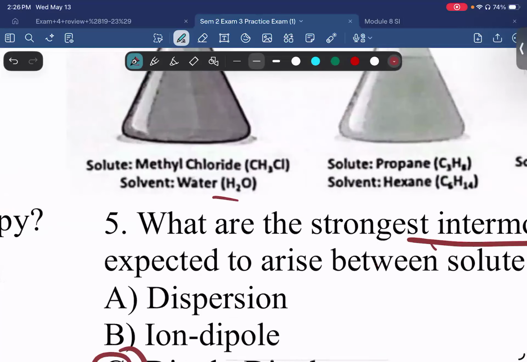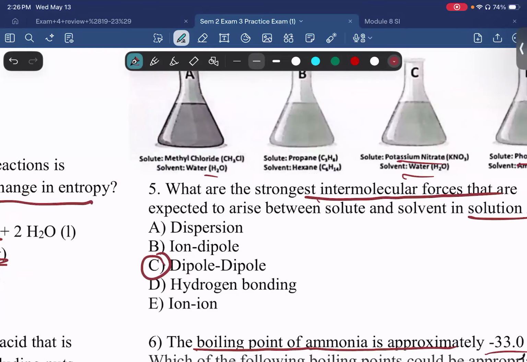If instead of it being methyl chloride it was NH3, or let's say CH3OH, like methanol, that would indicate that there would be hydrogen bonding, because it has to also be bound to oxygen, nitrogen, or fluorine. So they both have to have hydrogen bonds in both of them? Yeah.